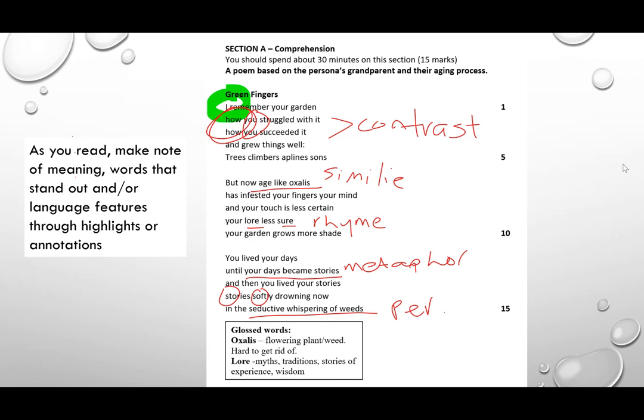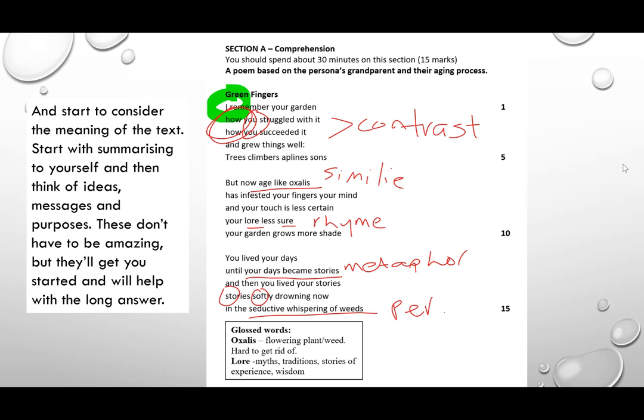As you can see there, I've tried to do it, though I don't have a pen, so that's me trying to write on the screen. I saw a contrast between struggled and succeeded. I saw a simile, I saw rhyme, metaphor, stories softly, I saw alliteration, and I saw personification at the end there. So I made a note of that while I was reading. I didn't know if they'd come in handy or not. I didn't know if any of the questions would address that, but it was handy to do.